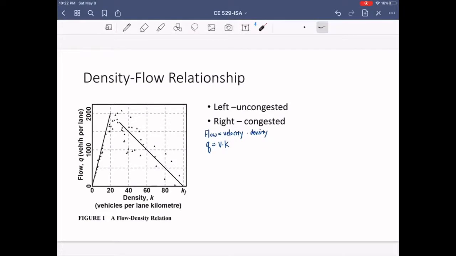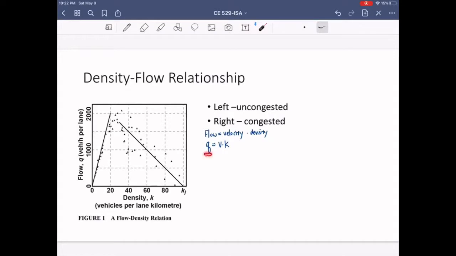So this graph represents an example of the density-flow relationship. The horizontal axis here represents density, and the vertical axis here represents flow. The left curve here represents the uncongested traffic, and it has low density. And the right curve here has higher density and represents the congested condition. And the slope of this curve here actually represents the velocity.